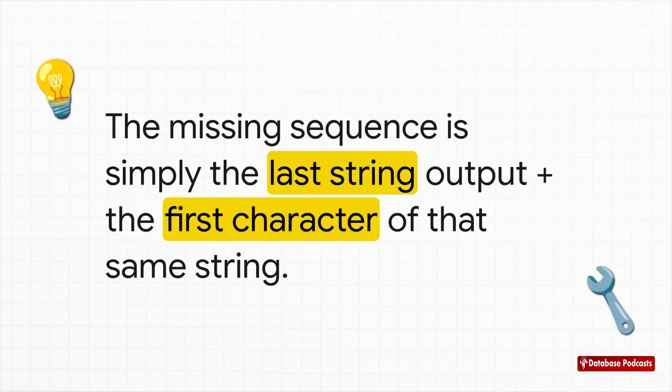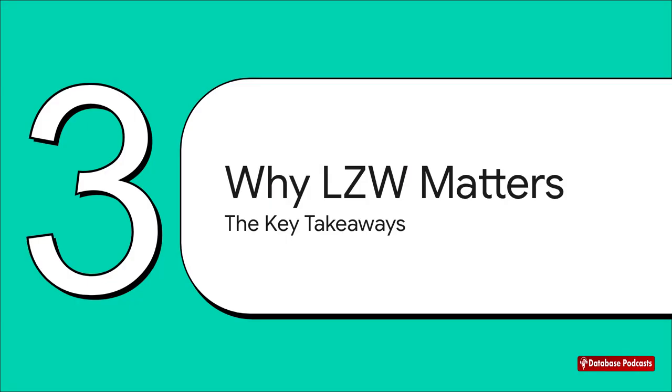Well, there's a really clever rule for this exact situation. The decompressor can actually deduce the missing sequence. It's simple. It just takes the string it last output and tacks on that same string's own first character to the end. That little formula is all it needs to solve the puzzle and keep everything perfectly in sync. Problem solved.